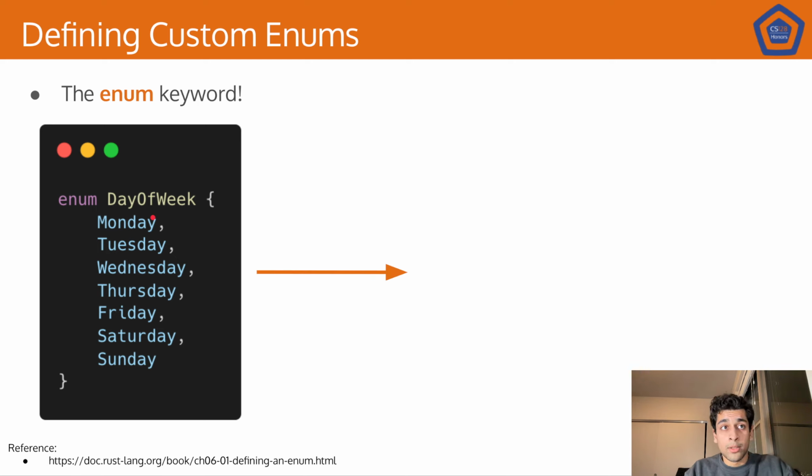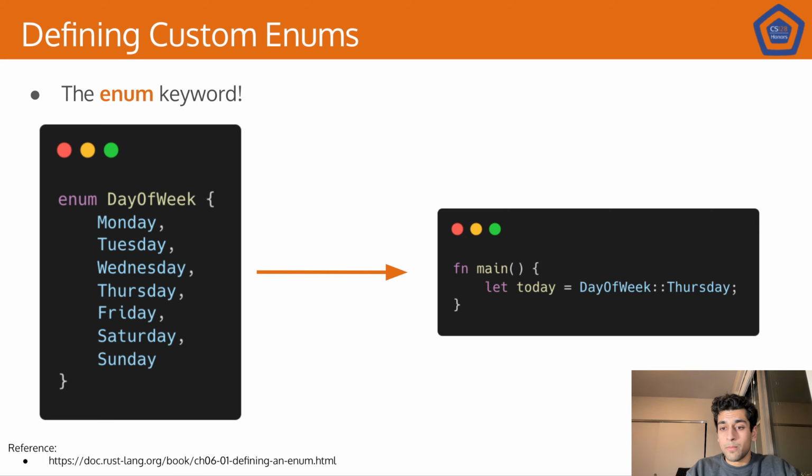So to use the custom enum we defined, we simply use the type of the enum, day of the week, 2 colons, the scope operator, and then the value we want. So day of the week, colon, Thursday. And we use the same variable let binding as you are familiar with.